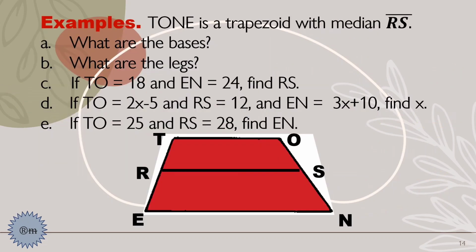And now let us apply theorem number 6 using these examples. We have TONE, a trapezoid. The median is RS. This is the median. Then for letter A, what are the bases? B, what are the legs? And then C, we will solve for RS. Then for D, find X. And then E, solve for EN. So let us continue.